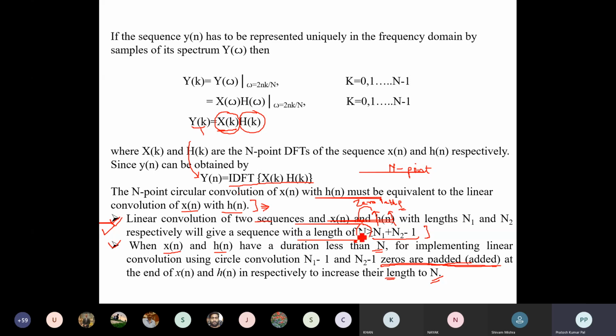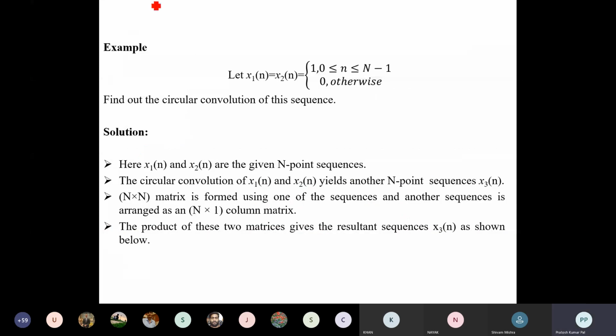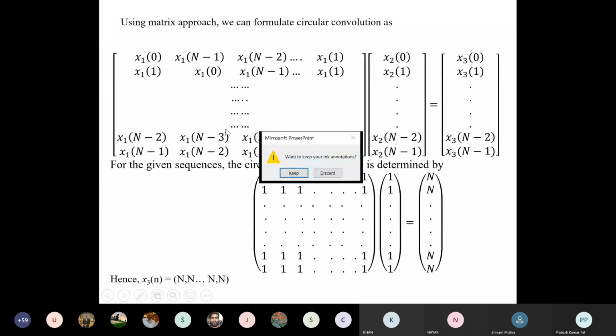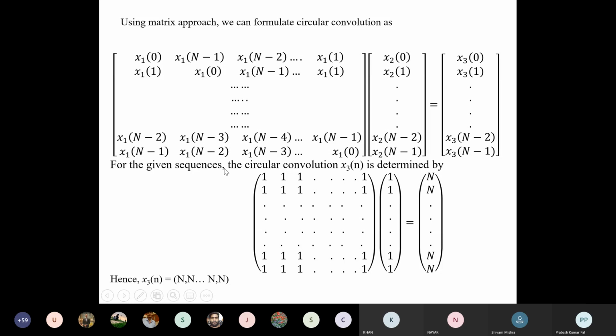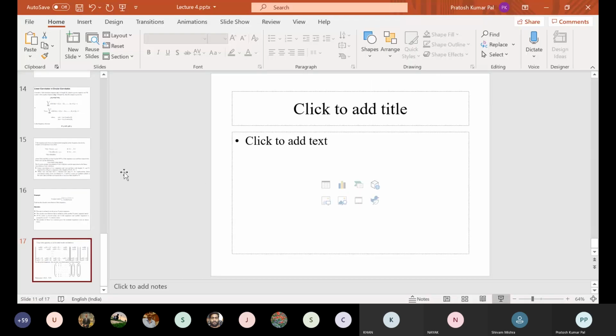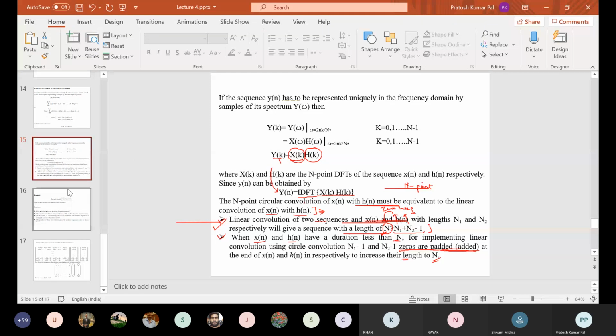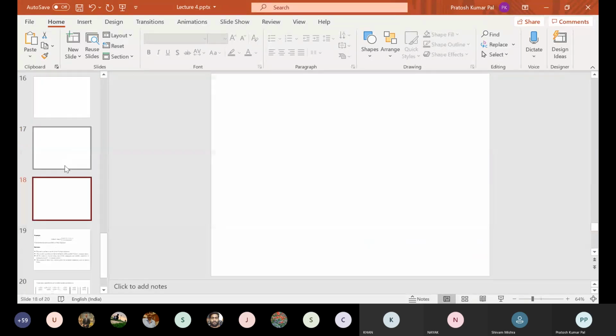So we will see some example. Okay, so we will take an example and see how we can calculate the linear convolution, or how we can use circular convolution to find out the linear convolution. So we will take an example.